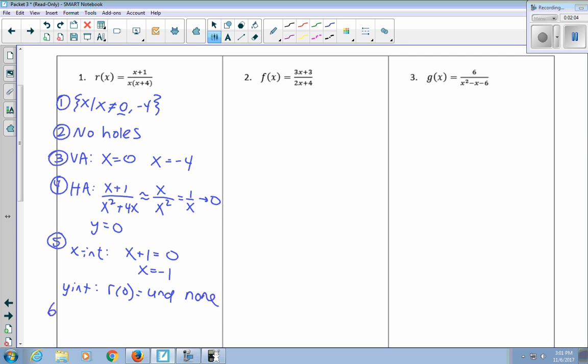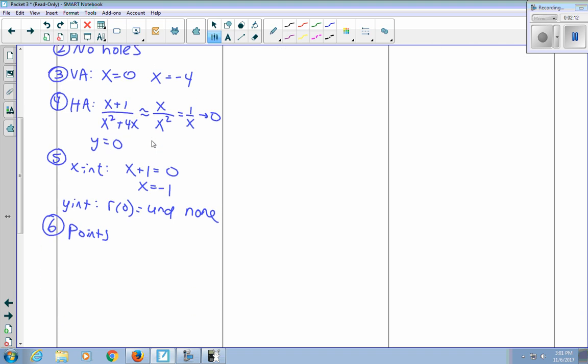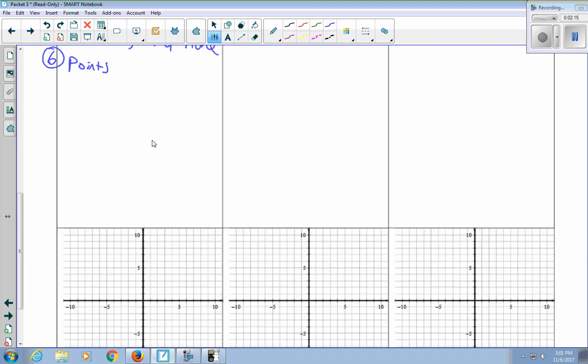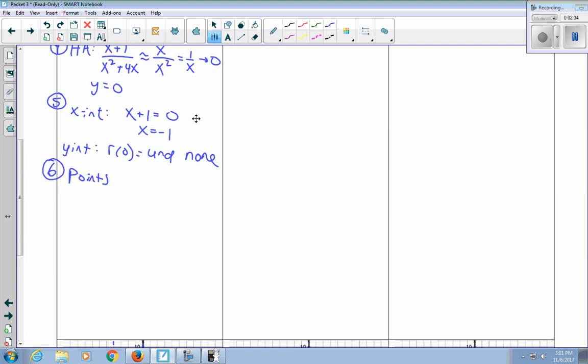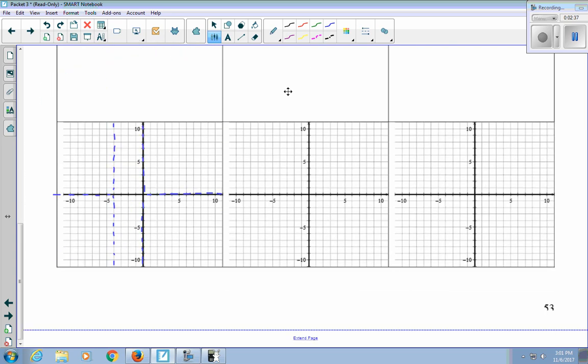And then last thing we need is some points. Okay, but I'm going to graph the stuff that I know first, and then we'll get some points that will help us. Okay, vertical asymptotes at 0 and -4. Horizontal asymptote at 0. Okay, then if x equals -1 is my x-intercept, so right here.